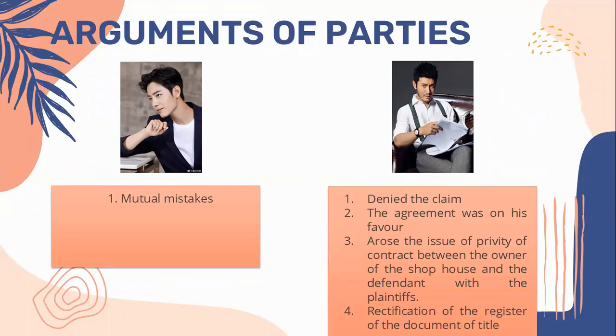Also, one of the arguments he raised was the issue of privity of contract between those parties and the plaintiff. It was also argued that rectification of the register of the document of title can only be made in respect of mistakes common to two contracting parties. However, in this case, the defendant had nothing to do with it, and he was okay with whatever he had gotten.